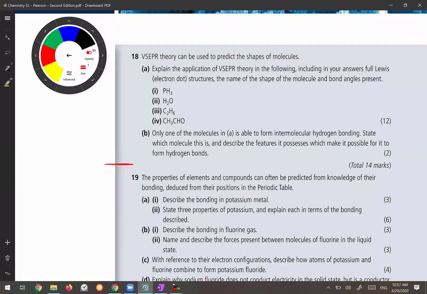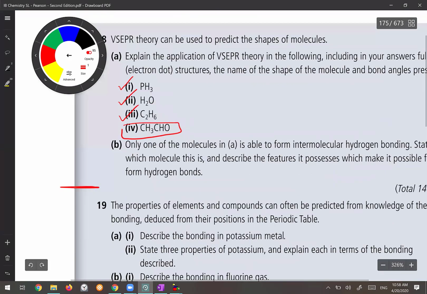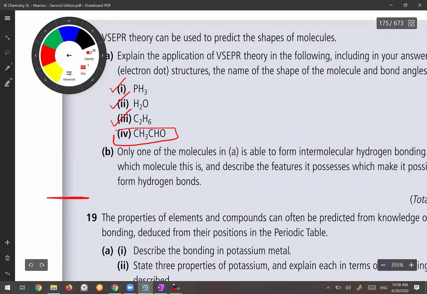Okay, question 18 says VSEPR theory can be used to predict the shape of molecules. Explain the prediction of the VSEPR theory in the following, including in your answers the full Lewis structure, the name of the shape of the molecules, and the bond angles. So we have done this one in the videos. Only this one is new. So I only do this one because the rest of them you know how to draw, and you had them in the YouTube videos which I put in the channel.